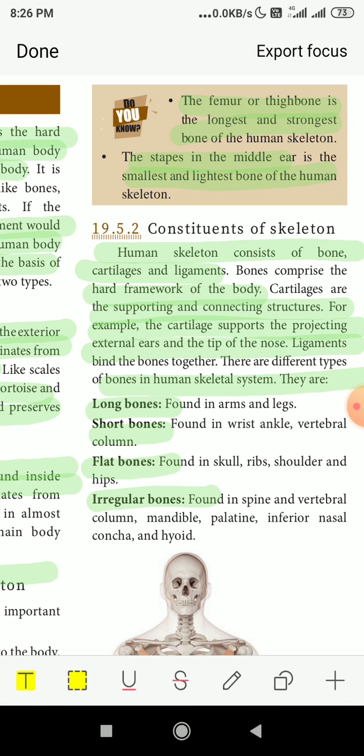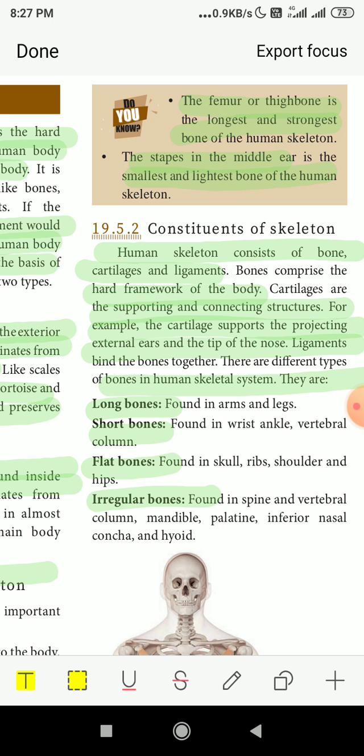Next, the constituents of the skeleton. The human skeleton consists of bone, cartilage, and ligaments. Bones comprise the hard framework of the body. Cartilage are the supporting and connecting structures. So cartilage also helps in connecting and supporting, but bones give the framework to the body. The cartilage supports the projecting external ears and the tip of the nose. Cartilage is flexible, which can be bent. So the nose tip and the outer ears are cartilage. That is why we can bend our outer external ear. It is made up of cartilage.